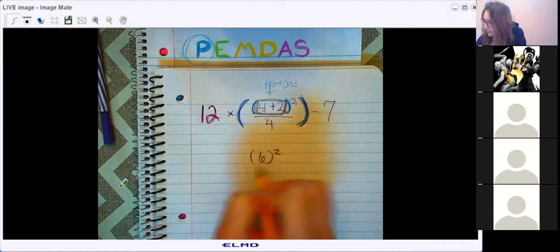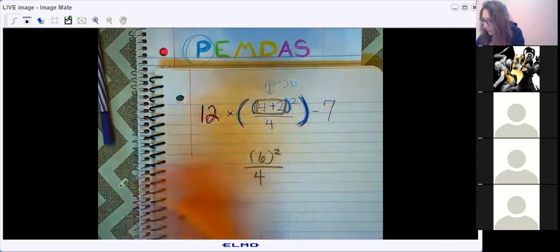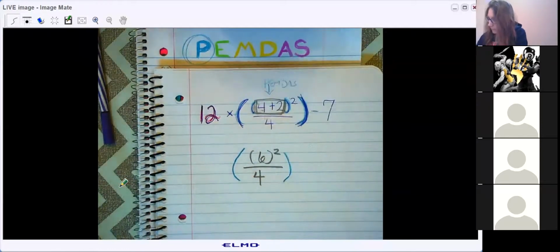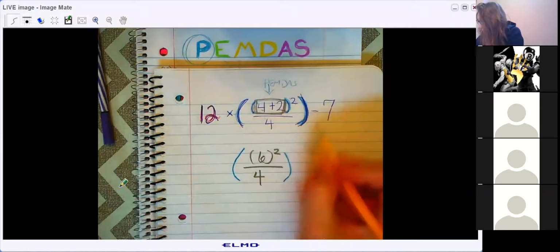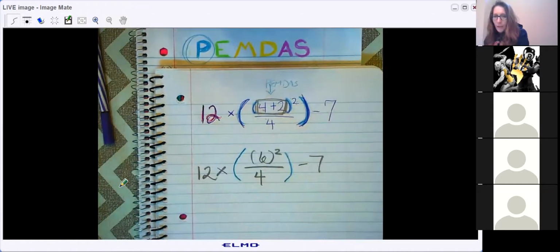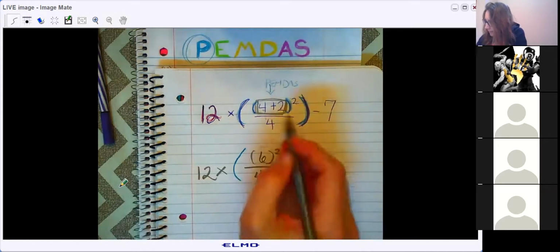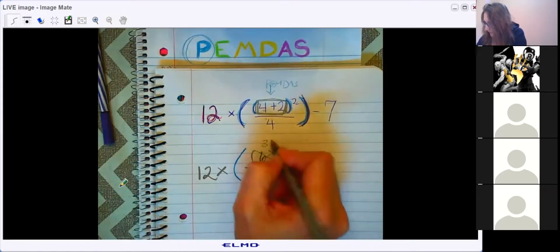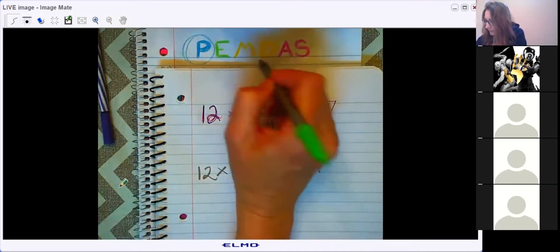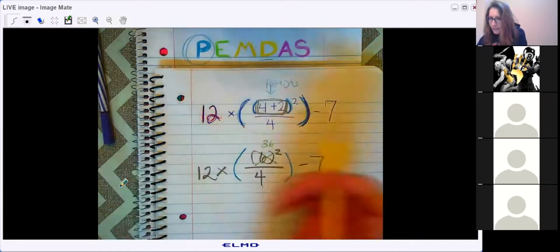Then I'm going to square that. Then I'm going to divide it by 4, because a fraction is just a division problem. I know, Mrs. Kirby, this is so cake. Actually, I'm a little scared still. That's all right. Deep breath. So 6 squared divided by 4. 6 squared is 36. That's 6 times 6. 36 divided by 4 is 9.